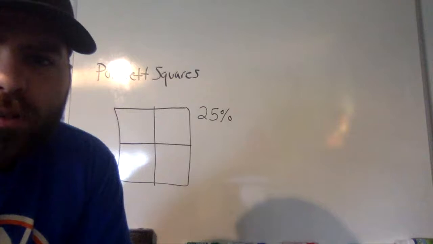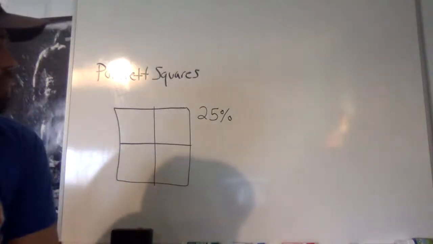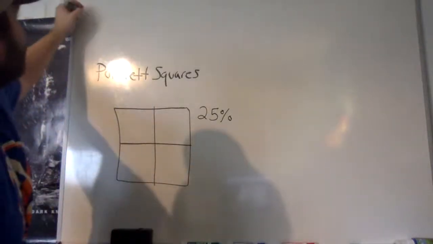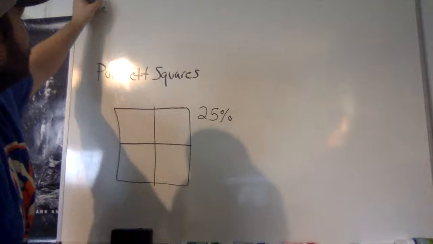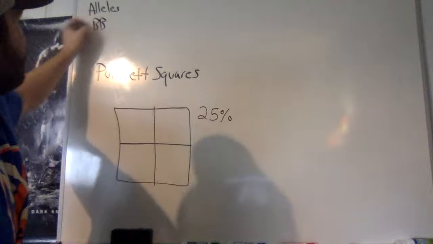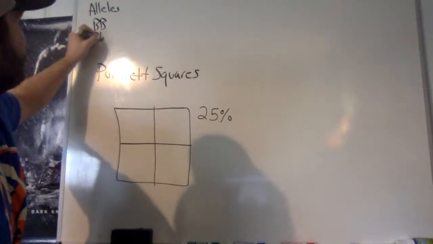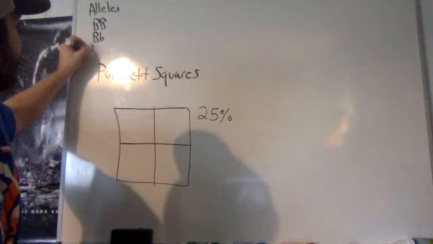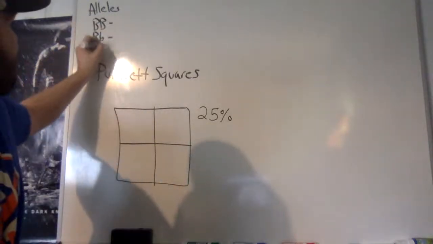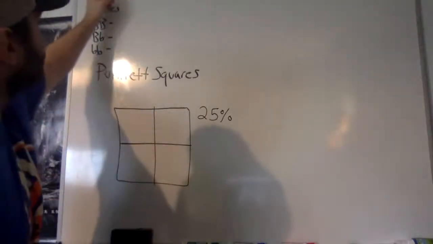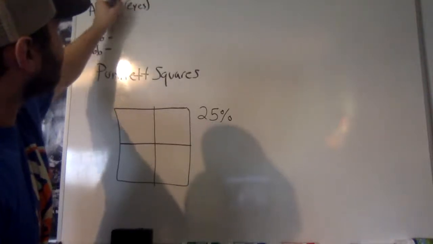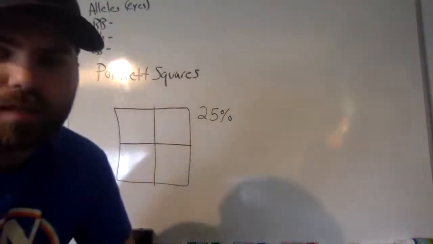you're going to bring down your alleles, okay? So your alleles from the last one, that's whether you have, so you can either have big B, big B, big B, lowercase b, lowercase b, lowercase b, okay? So let's say we're doing eyes, okay? So these alleles represent eyes with the B's.